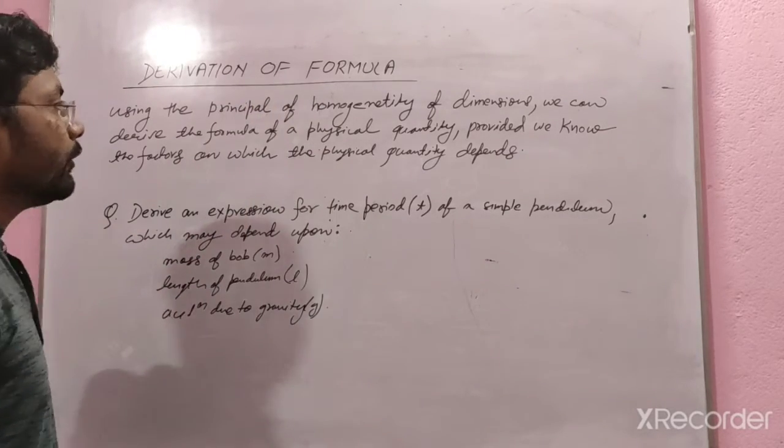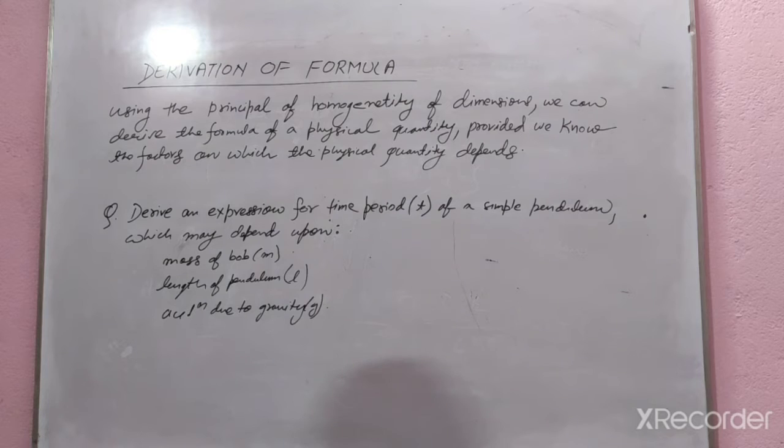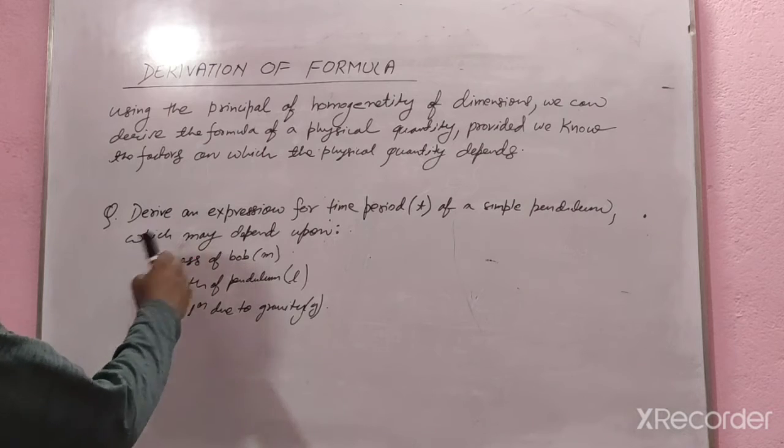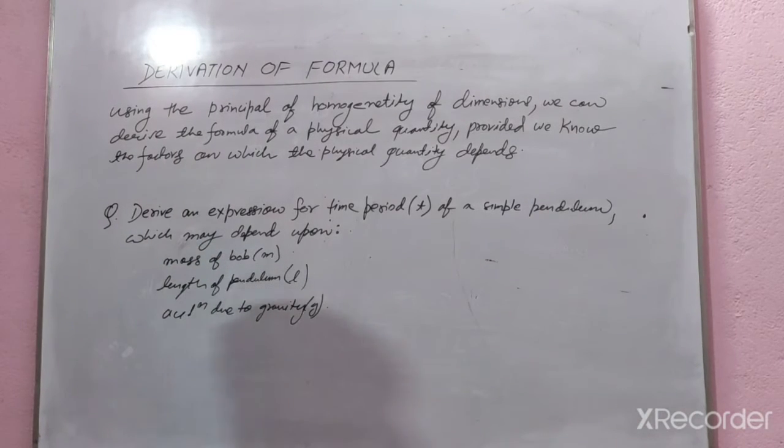Derivation of formula. Using the principle of homogeneity of dimensions, we can derive the formula of a physical quantity provided we know the factors on which the physical quantity depends. Now we are going to derive the formula of a given physical quantity if the given elements are present. Okay. Now let us see, there is a question. Derive an expression for the time period of a simple pendulum which may depend on these factors: mass of the ball, length of the pendulum and acceleration due to gravity. After solving this problem, you will get the idea to derive the formula of a given physical quantity.